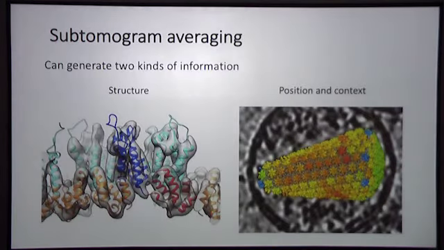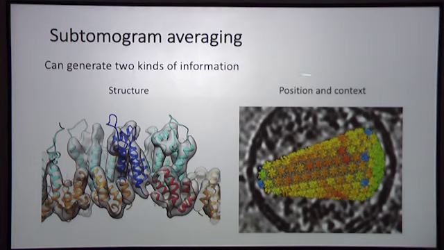So if you do subtomogram averaging, you get two kinds of information out of the analysis. The first one is hopefully you get the structure. So this is a hexamer which packs together to form the mature capsid core of HIV. So you get your average structure or multiple averaged structures if you've done some kind of classification. But you also get the position and the context. So you've picked each one of those subtomograms out of a volume, you've done alignment, you've worked out the angles and the shifts, which means you know exactly where each contributing subtomogram was in your tomogram. And you can visualize that.